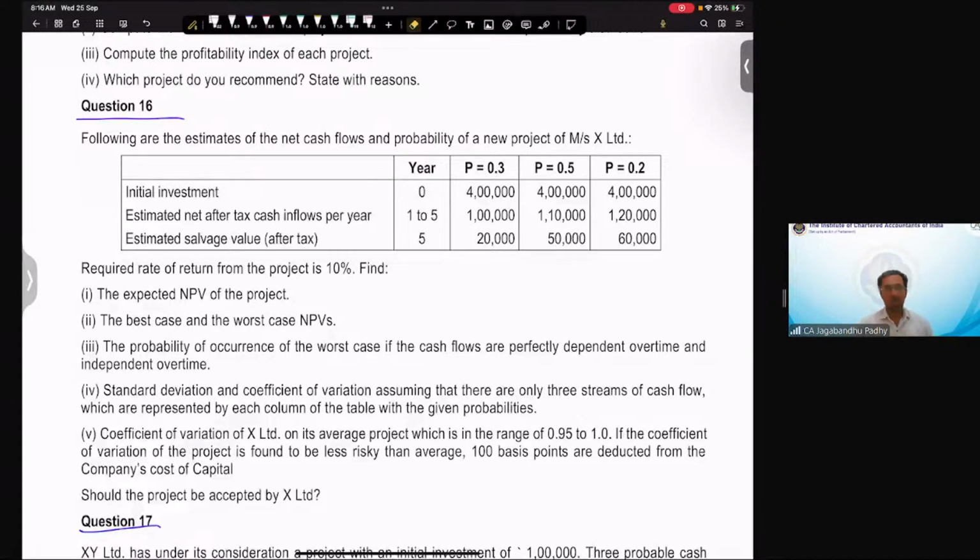Yeah. So we have the following estimates of the net cash flows and probability of a new project of Mrs. X Limited. So we are going to make an investment of 4 lakh in the project. Estimated net after tax cash inflows per year is for years 1 to 5. So we are going to get a possible cash flow of 1 lakh or 1 lakh 10 or 1 lakh 20,000 in the respective years, and the salvage value that we are expecting.